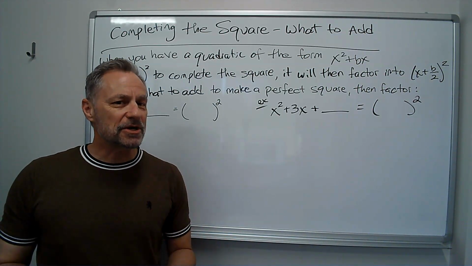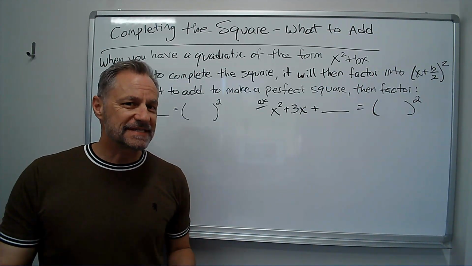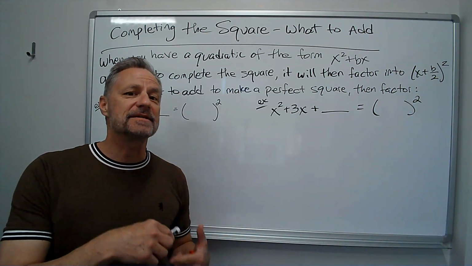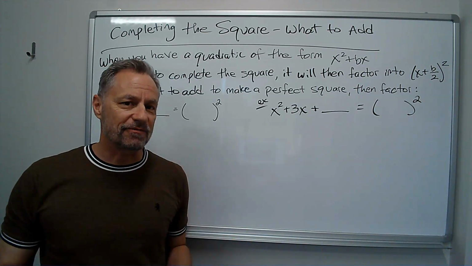We're looking at how to complete the square, but the first step of that is what to add to make it a perfect square, and then how it factors out.